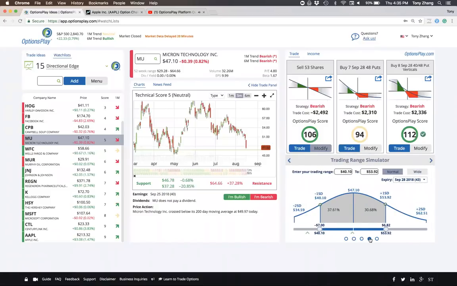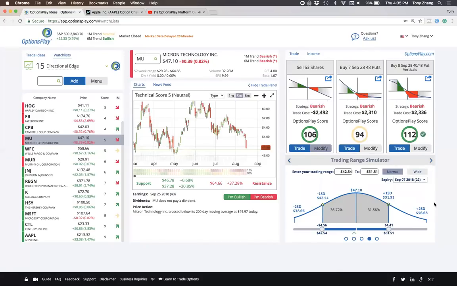And then we also have a trading range simulator. This is really for those of you that are a bit more advanced and want to know what is the expected trading range for a stock for any given expiration, so that you can use this to see what are my expected trading ranges within certain time frames based on the implied volatility of an option.